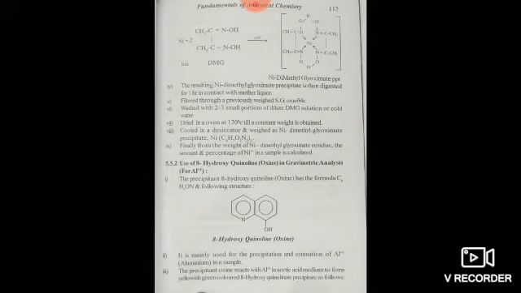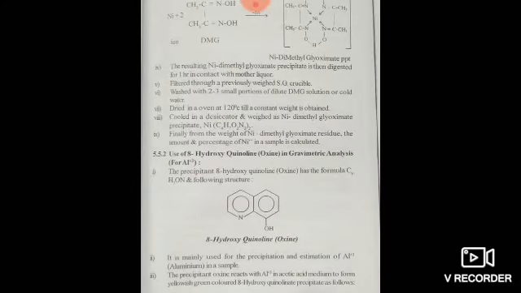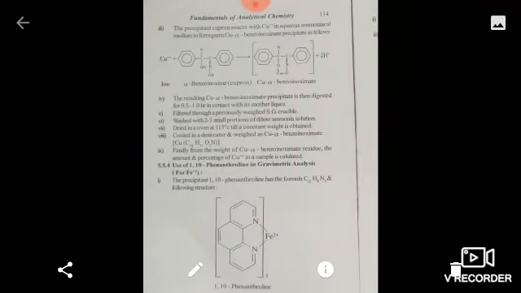It is mainly used for the precipitation and estimation of aluminum in the sample. The precipitant oxime reacts with the aluminum in acetic acid medium to form the yellowish green colored 8-hydroxyquinoline precipitate as follows. After formation of the green colored precipitate, this reacts with the aluminum and gives the chelate compound aluminum 8-hydroxyquinolinate.